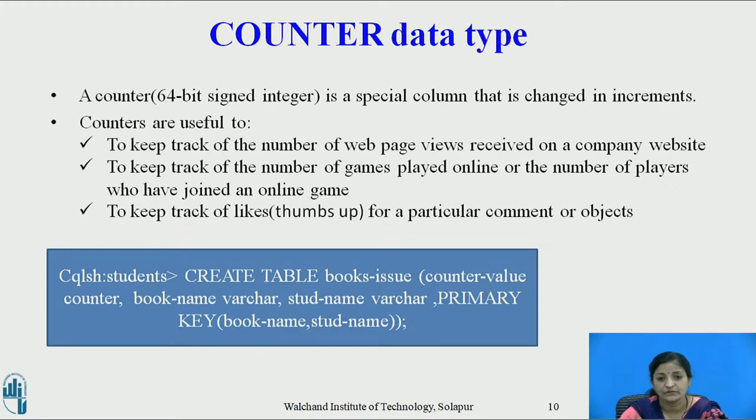Now why so? Here there are three columns. Counter value is a counter type of column. Book name and student name are the non-counter type of columns. So counter columns and non-counter columns cannot exist together in the table. So what we do is we declare the non-counter columns, that is book name and student name, as primary keys.